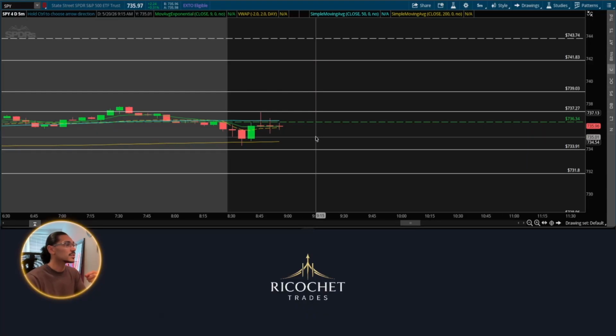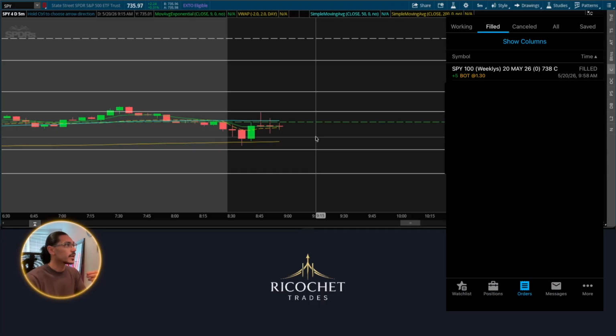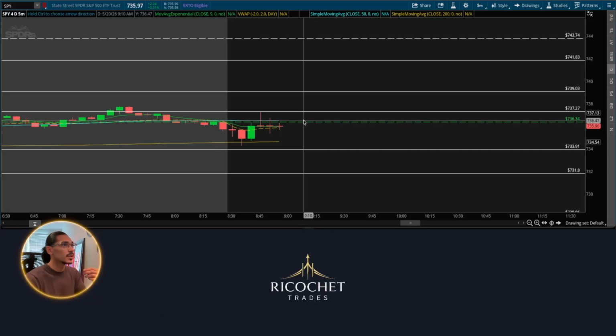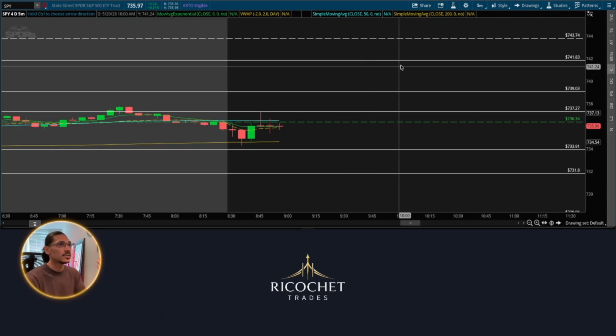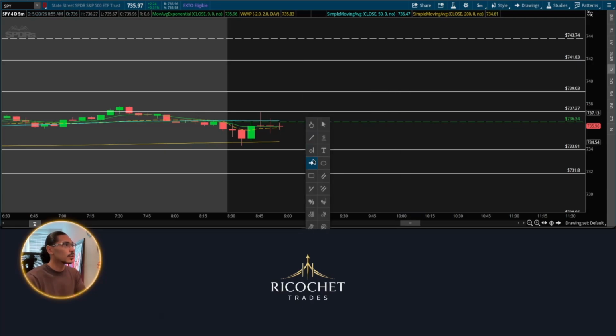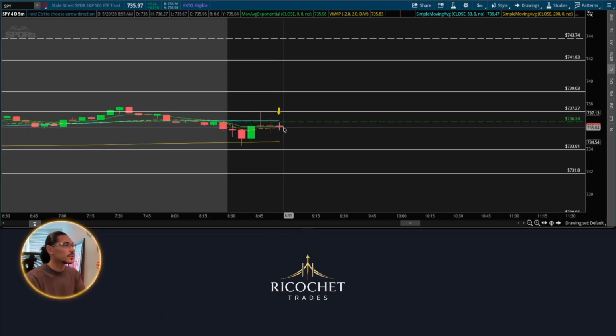So I did buy the 738 calls on that day, and I was just looking to see a break above the SMAs, the EMAs here, along with the continuation and break above the 737 key area, which would be acting as resistance. And then if it broke above and then retested, it would be the support, bounce, and continuation up to the upside. So I'm going to mark this here just to indicate that this was a candle that I decided to position myself in on those calls.